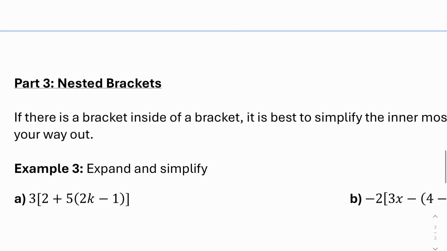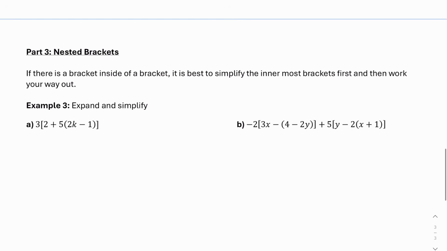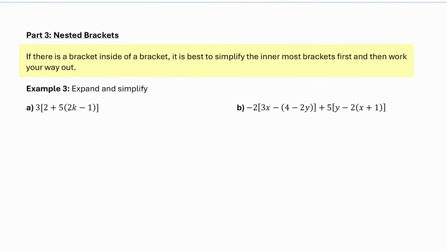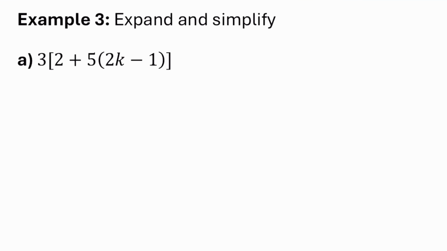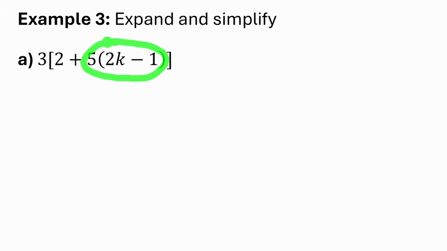Now let's move on to part 3, where we look at nested brackets. So if we have brackets inside of a bracket, it's best to simplify the innermost brackets first and then work our way out. So for example, if I look at 3a, where we have to expand and simplify this, because I have brackets inside of brackets, I'm going to start by expanding the innermost product to get rid of the innermost set of brackets by multiplying the 5 to both terms inside that binomial.